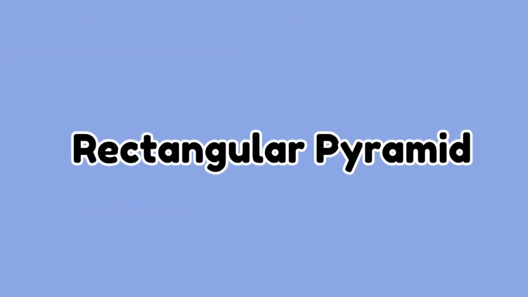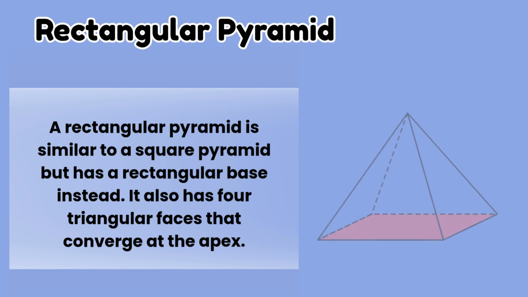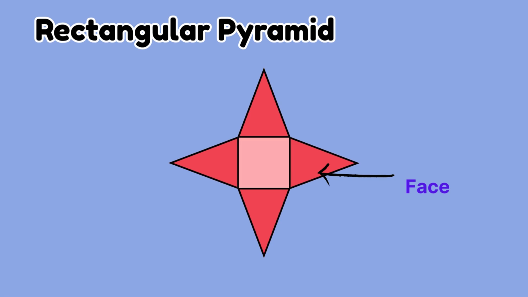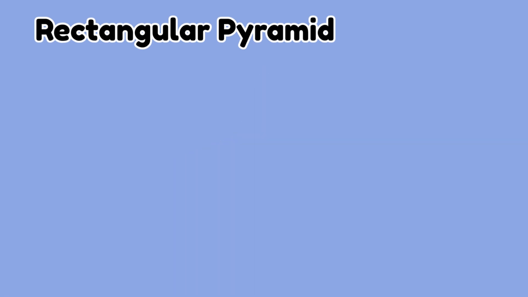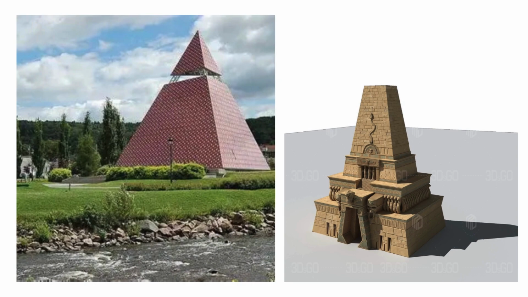A rectangular pyramid is similar to a square pyramid, but has a rectangular base instead. It also has four triangular faces that converge at the apex. The volume is found using the formula V equals 1/3 times length times width times height. A real-life example of this is architectural monuments with a rectangular footprint and pointed top.